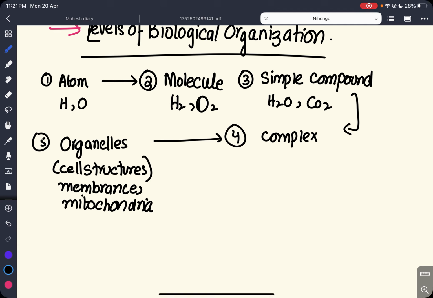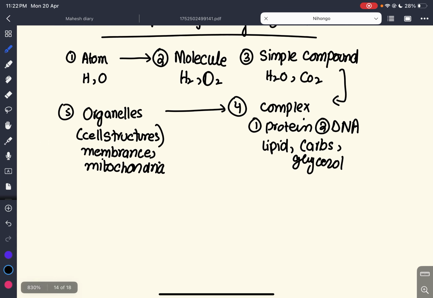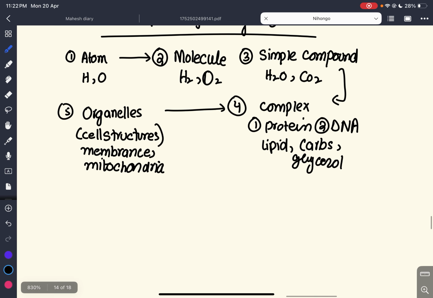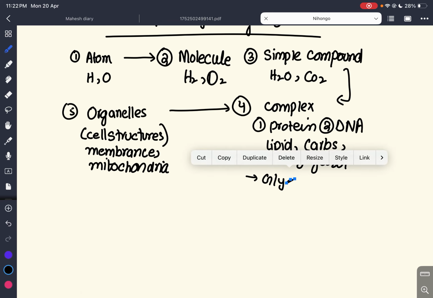What is a complex compound? For example, you talk about protein, okay? You talk about DNA, okay, which is present in a nucleus. It is a complex compound. You talk about lipids, okay? You talk about carbs, you talk about glycerol, okay? Everything is what? It is complex compound. And more complex compound that you see could be glycogen, okay, which is found in, okay, where it is found in lungs as what? As storage.